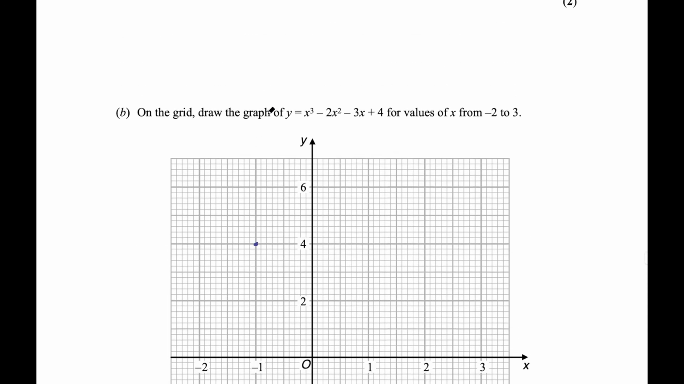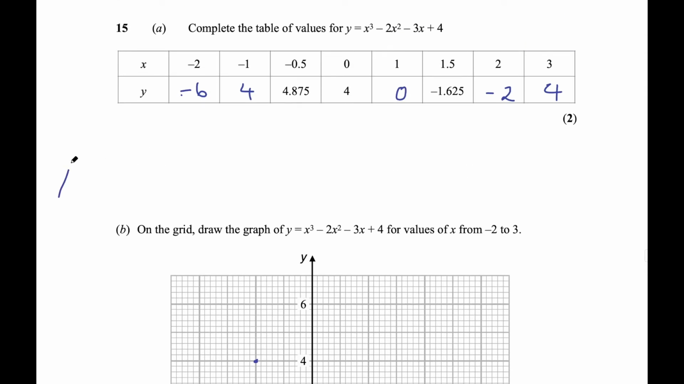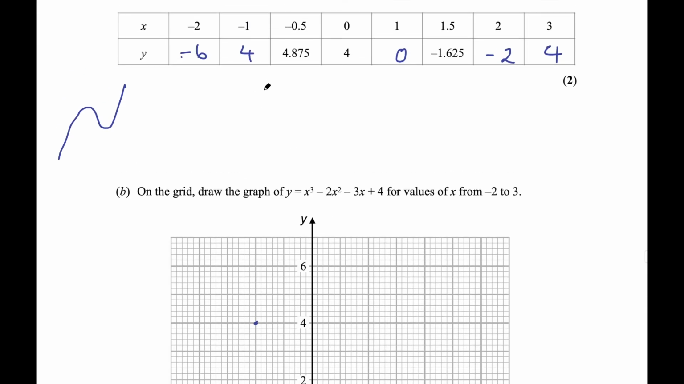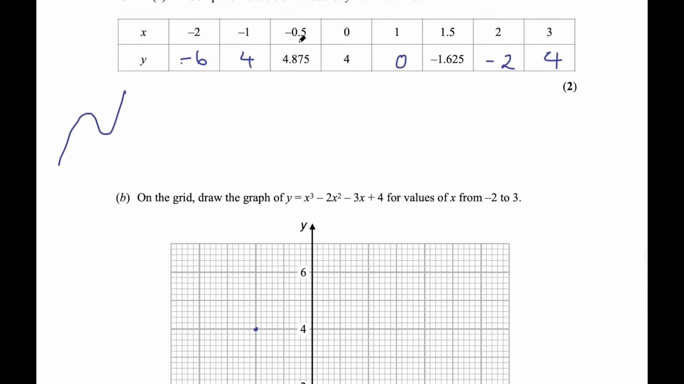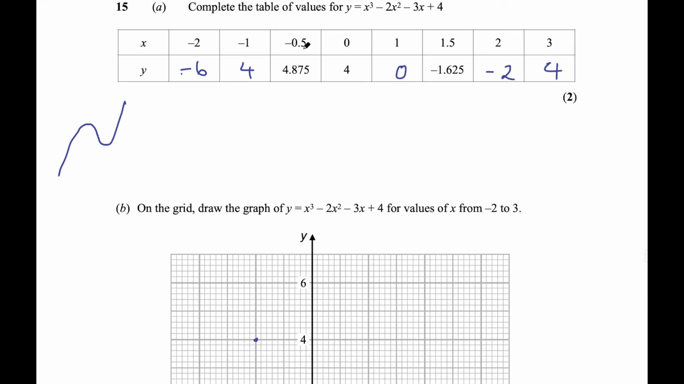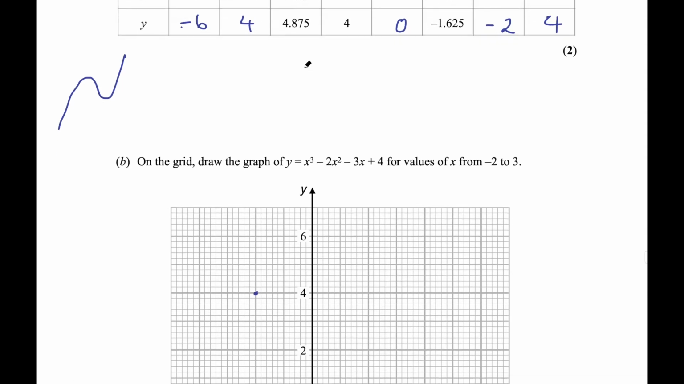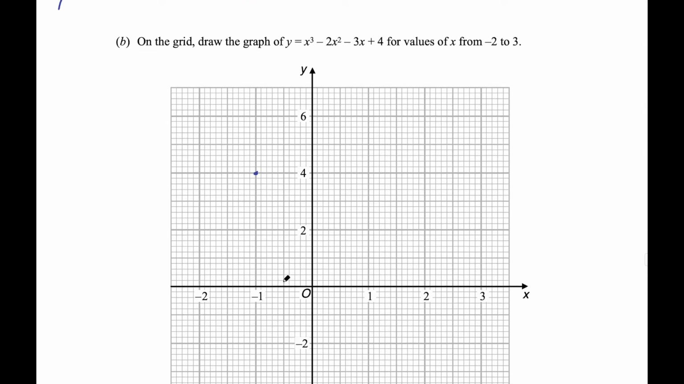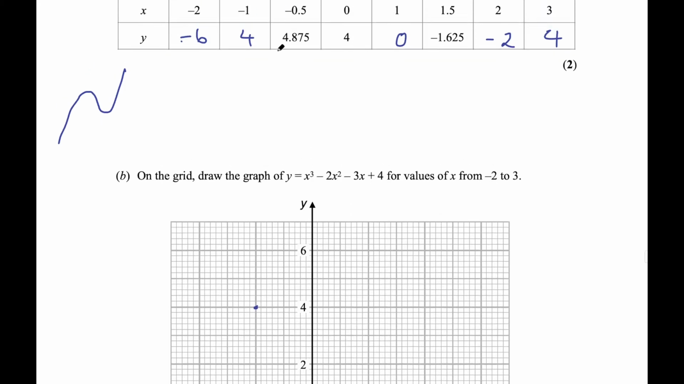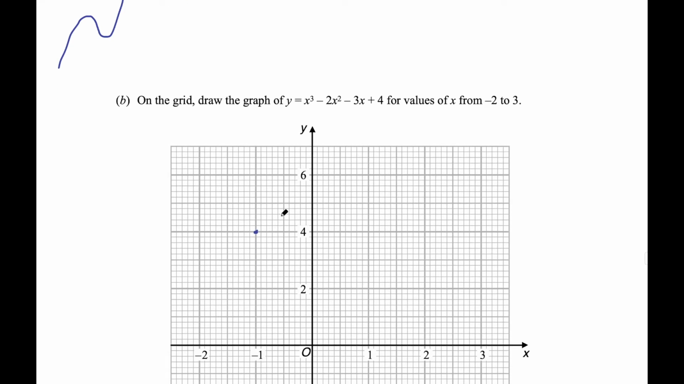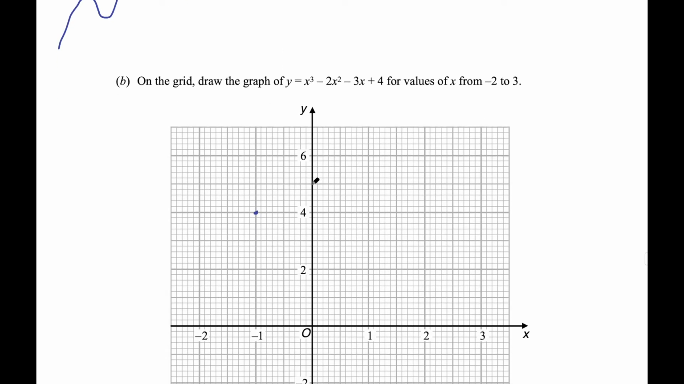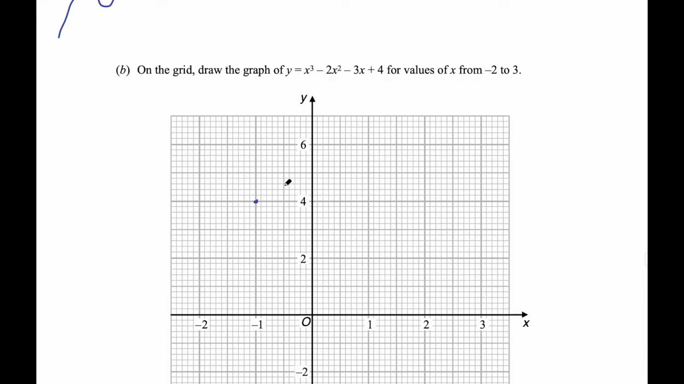Now you should know the general shape of a cubic. It's kind of like this. So we should end up with something like this once we've plotted all the points. If you don't, double check your working out. So -0.5, 4.875. It's a bit more tricky. So -0.5 is there. 4.875, well, that would be 5 here. I guess it would just almost be at 5, somewhere there.